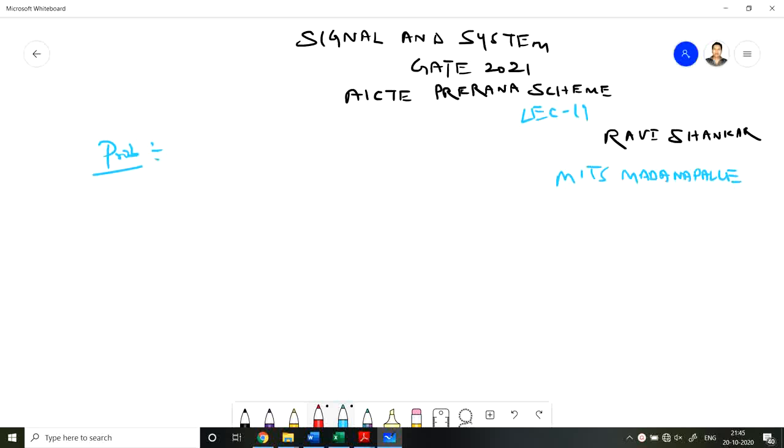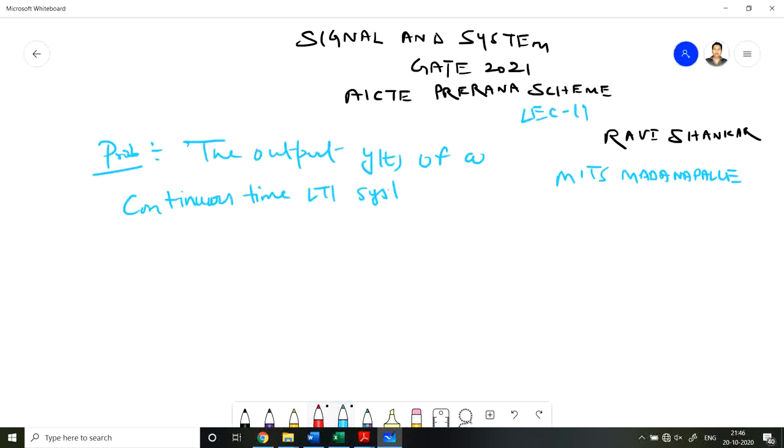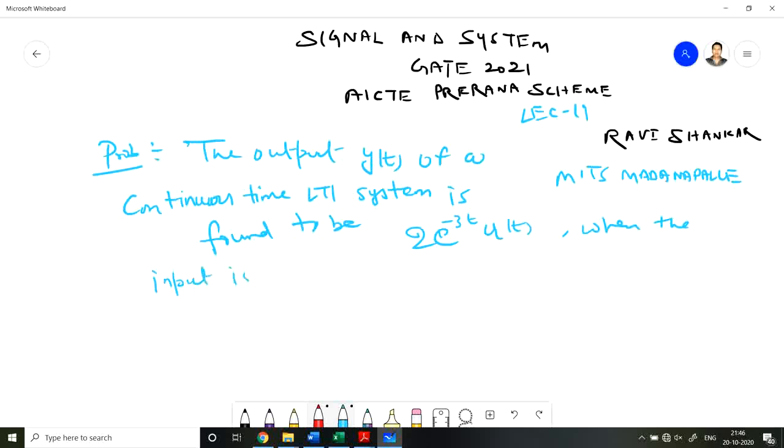The problem is the output y(t) of a continuous time LTI system is found to be 2 e raised to the power minus 3t into u(t) when the input is x(t), and the input x(t) is equal to u(t). It is given that input x(t) is equal to u(t).